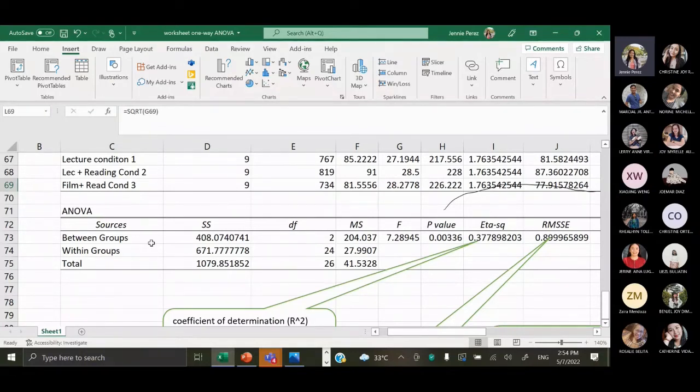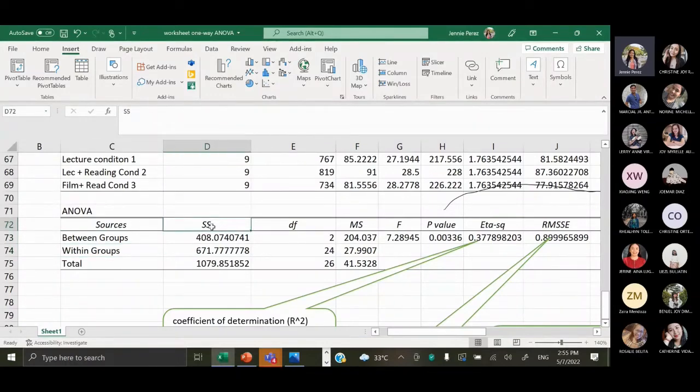My score will differ from all the scores across all groups, across all three conditions. And my score will also differ from all the scores within my own group. So that is within group variation. Now, if you want to prove our thesis that there is significant difference between all these learning conditions, we want the between groups variation to be higher than the within group variation.